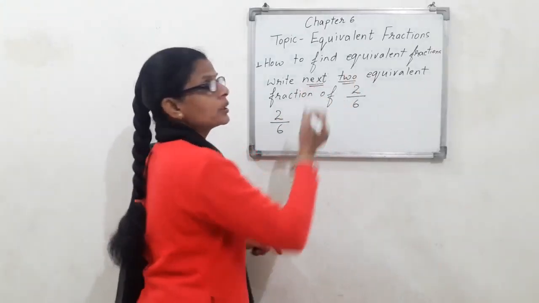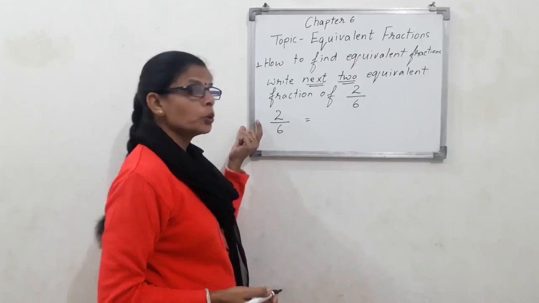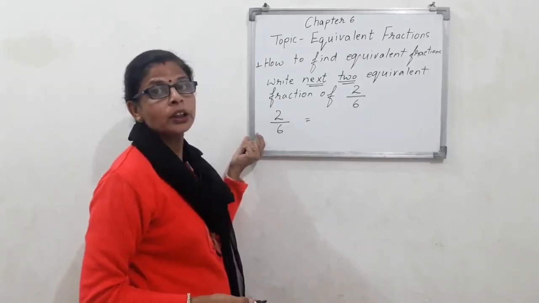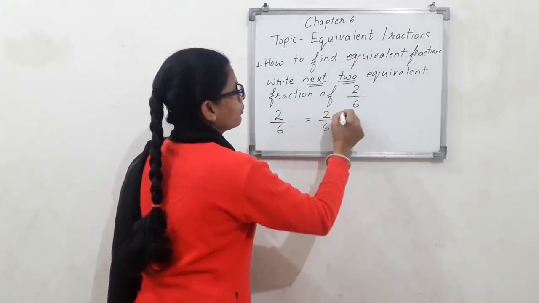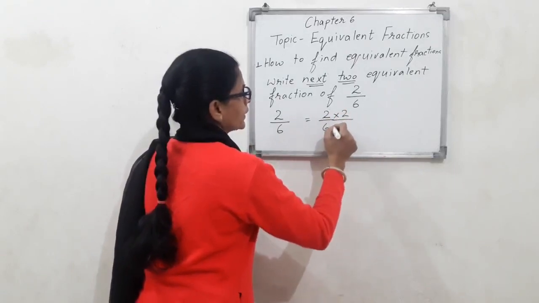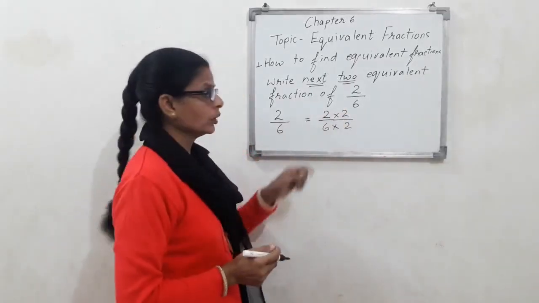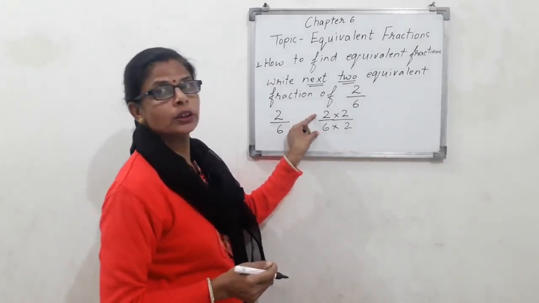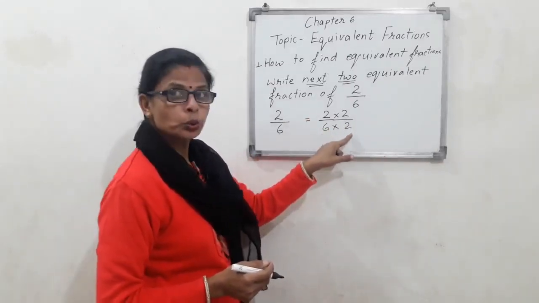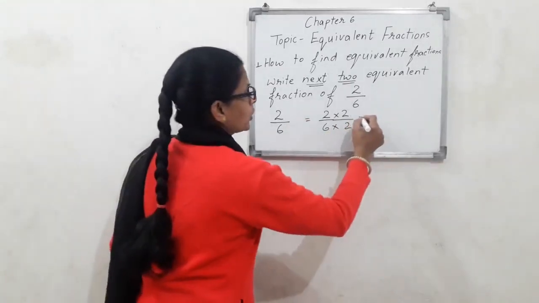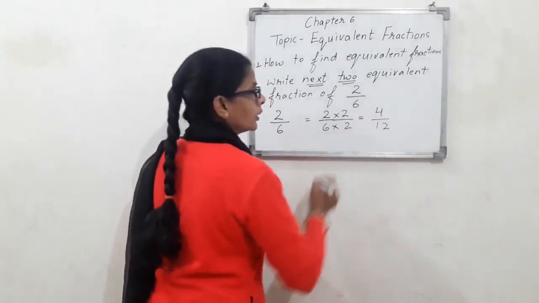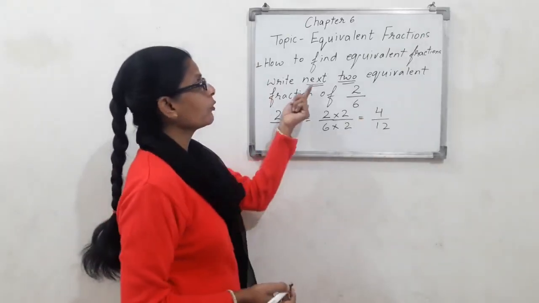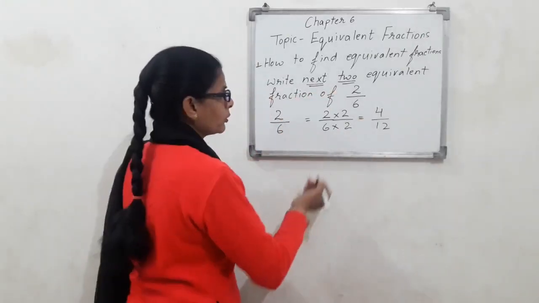Next two means we will multiply the numerator and the denominator by 2. 2 multiplied by 2 and 6 multiplied by 2. We have to multiply both the numbers by 2 only. So 2 2s are 4, 6 2s are 12. This is the next one. We have to find the next two. So what will be the next one?